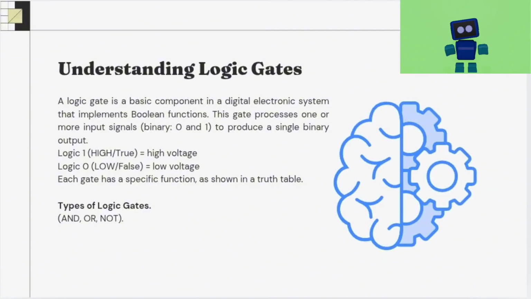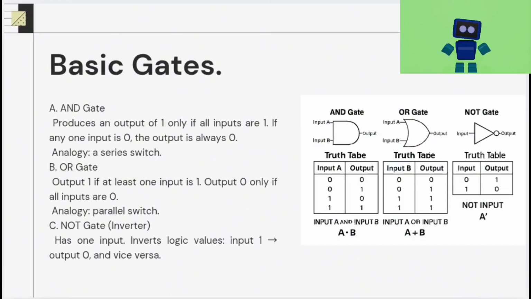Each type of logic gate has unique rules or functions, summarized in a truth table, to determine the output value based on every possible combination of inputs. Types of logic gates. There are AND, OR, NOT gates. 1. Basic gates. A. AND gate.